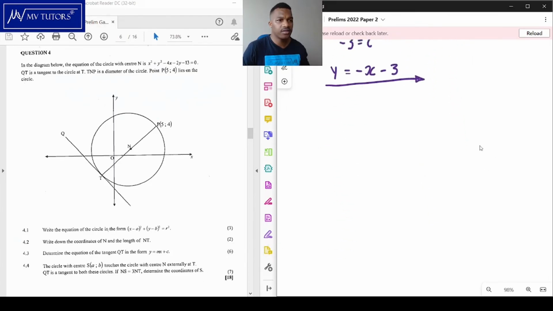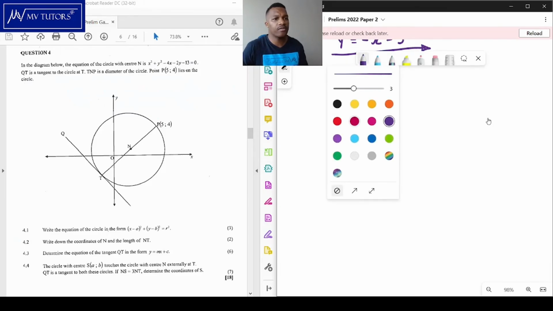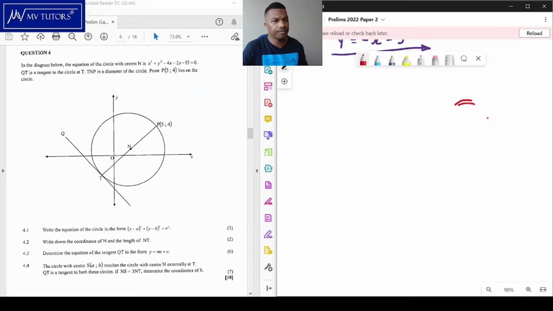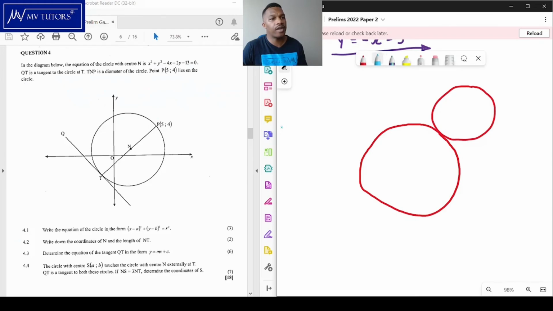Okay, so first of all, I need to draw what's happening here. It's like this. We have this circle here, and then we have another circle. Because it says NS is 3 times NT, the other circle will be much bigger, its radius is much bigger. Remember, they are actually sharing a tangent, which is QT, and the tangent goes right there.